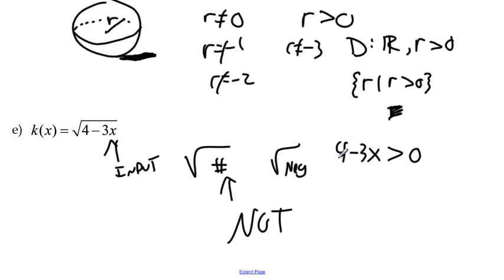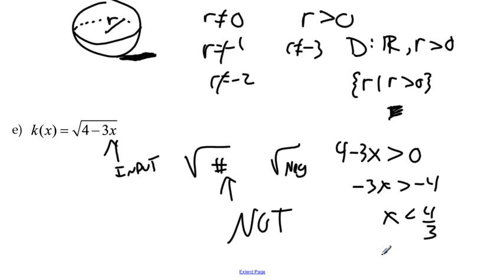So that's what we're going to do here. We want to find all the values of x. So I'm going to subtract 4. So negative 3x is greater than negative 4. And then I divide by negative 3, which means I have to flip my inequality, a rule from Algebra 1. Anytime you divide or multiply by a negative, you flip your inequality. So as long as x is less than 4/3, then you're cool.